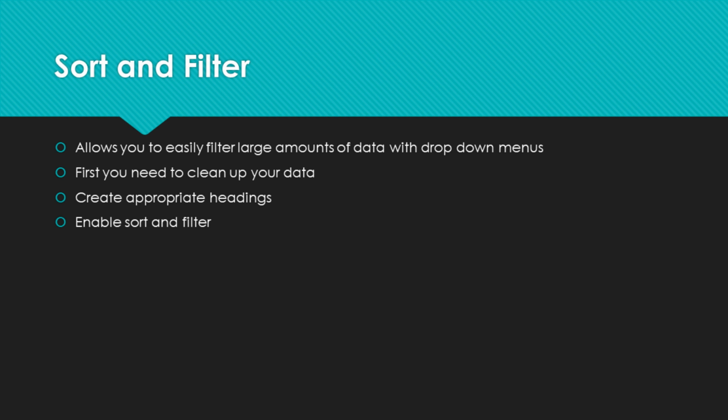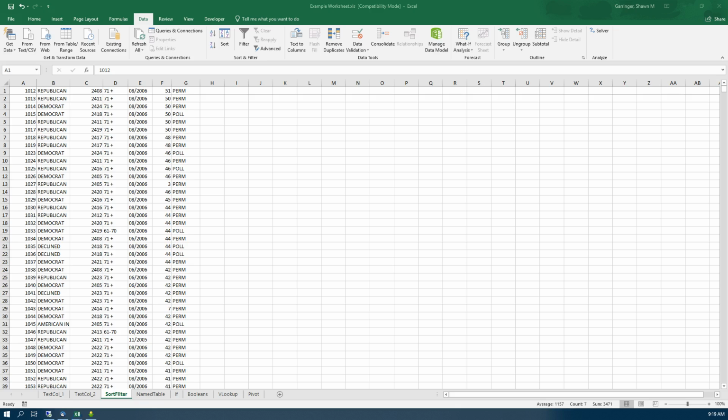Now let's go on to sort and filter. Sort and filter allows you to easily filter large amounts of data through the use of drop-down menus. Before you can use sort and filter, you need to clean up your data and create appropriate headings. And then you can enable the sort and filter feature. Let's go ahead and begin with sort and filter.